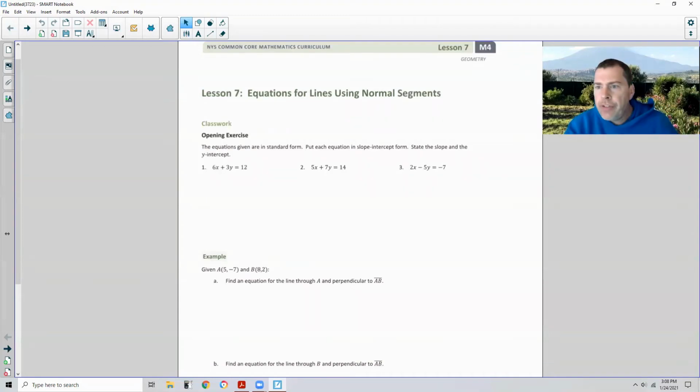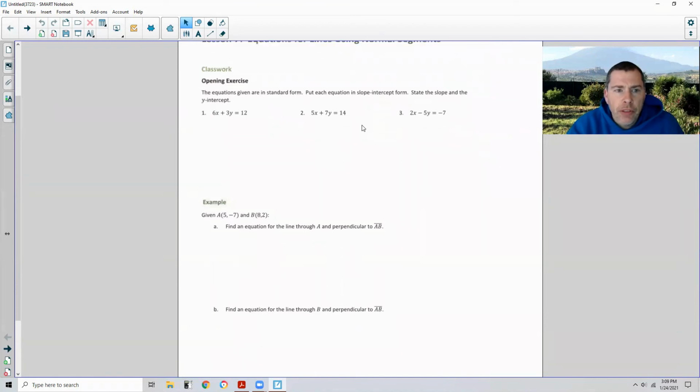Okay, lesson seven, still in this beautiful setting in Sicily. Mr. Bernie Sanders has gone home. Now we're on lesson 7, equations for lines using normal segments.